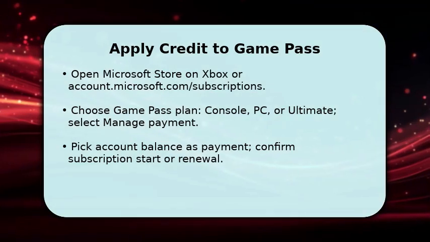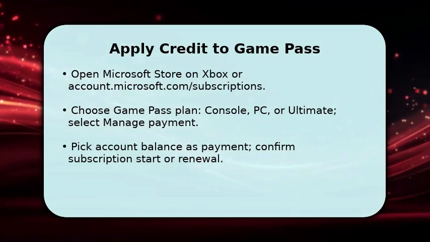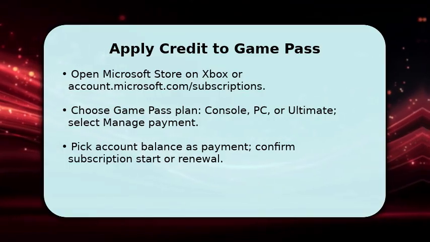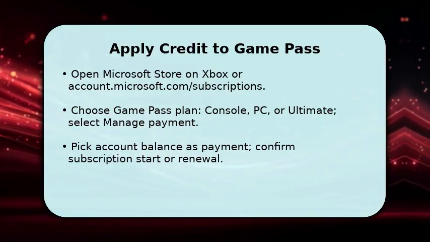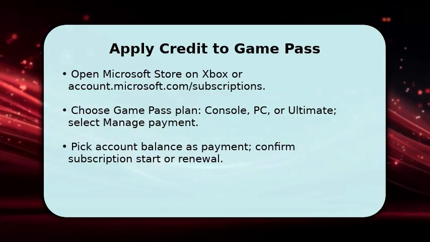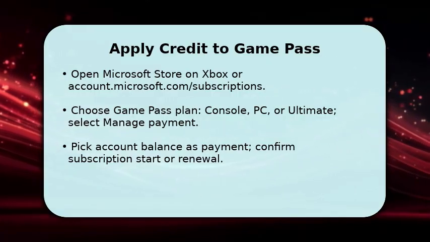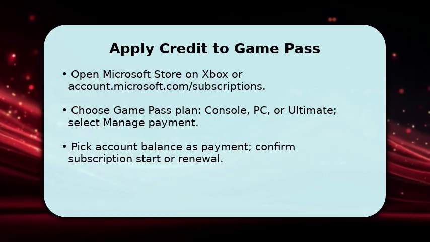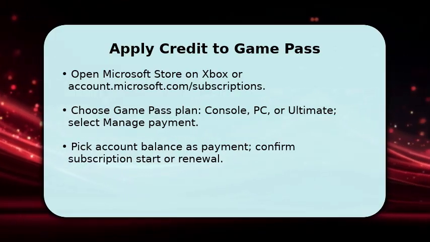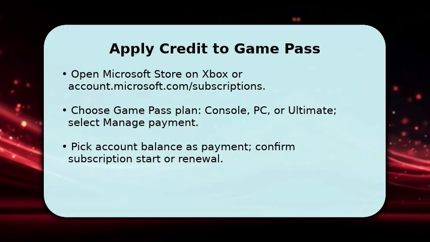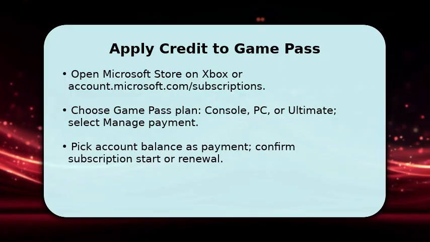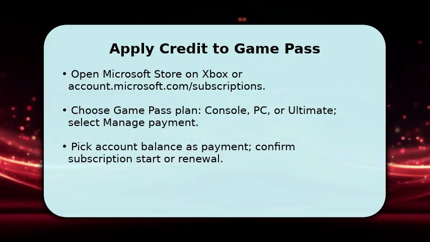Once the credit is in your account, you choose the Game Pass plan that fits, console, PC, or Ultimate, because billing differs by plan. On the Xbox Store or subscription page, select the plan and go to Payment Options. Make sure to pick your Microsoft account balance as the funding source, otherwise it will try a saved card. Confirm the subscription purchase or renewal. This applies the redeemed funds directly to Game Pass, so you get immediate access to the library.